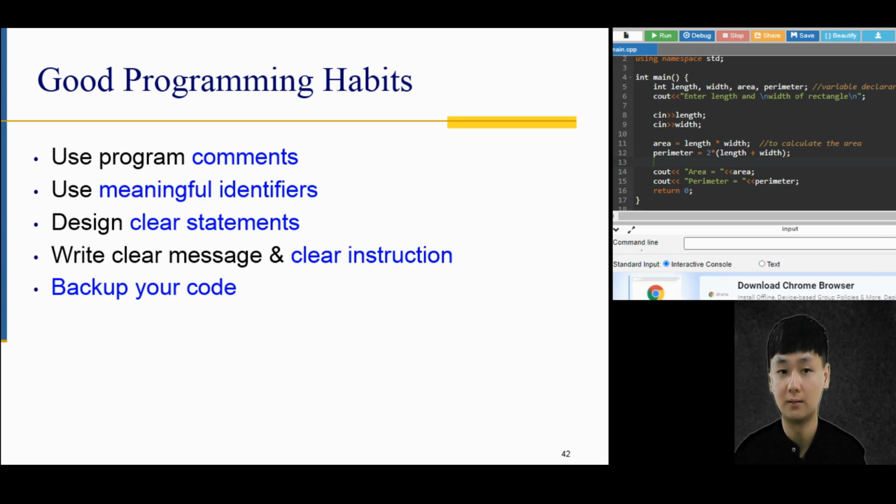The third and fourth habits are to design clear statements and clear instructions, using the tools that I highlighted just now: flowchart, structure chart, and pseudocode, to help you design your work, to plan, and to come up with clear statements. And last but not least, always back up your code using a different file name.